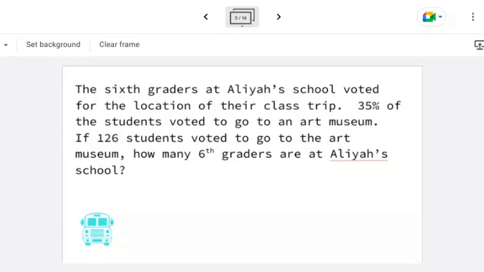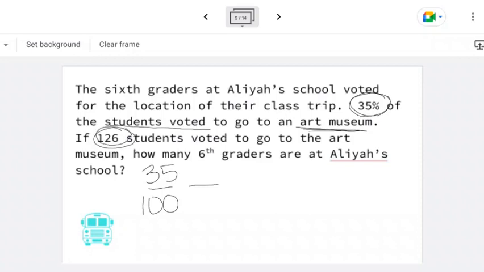So we got percents involved, we got a word problem. So we're going to set up our proportion. So we have our percent right here, 35%. So if we think of that, what does that 35% represent? The students that voted for the art museum, right? That's what the 35% represents. So over 100. If 126 students voted for the art museum, how many students are there in the school?